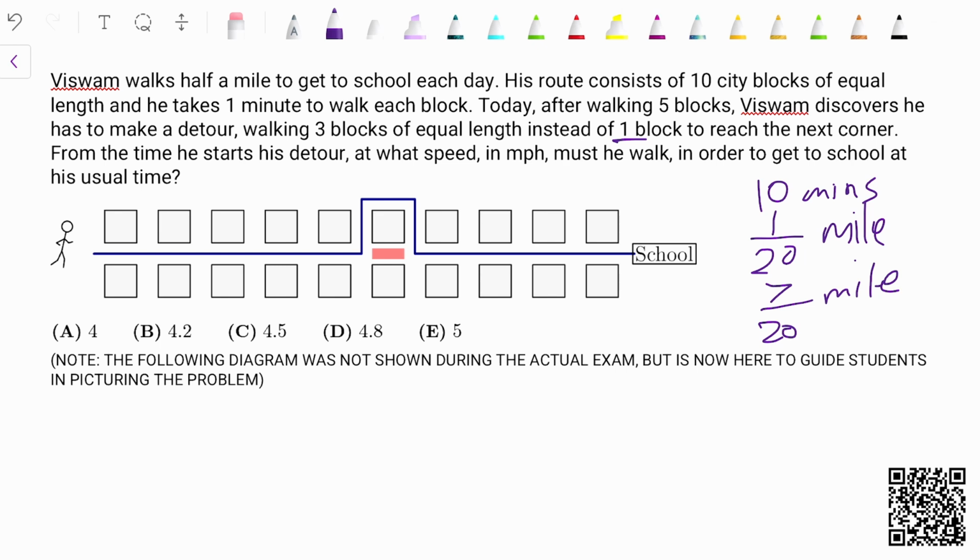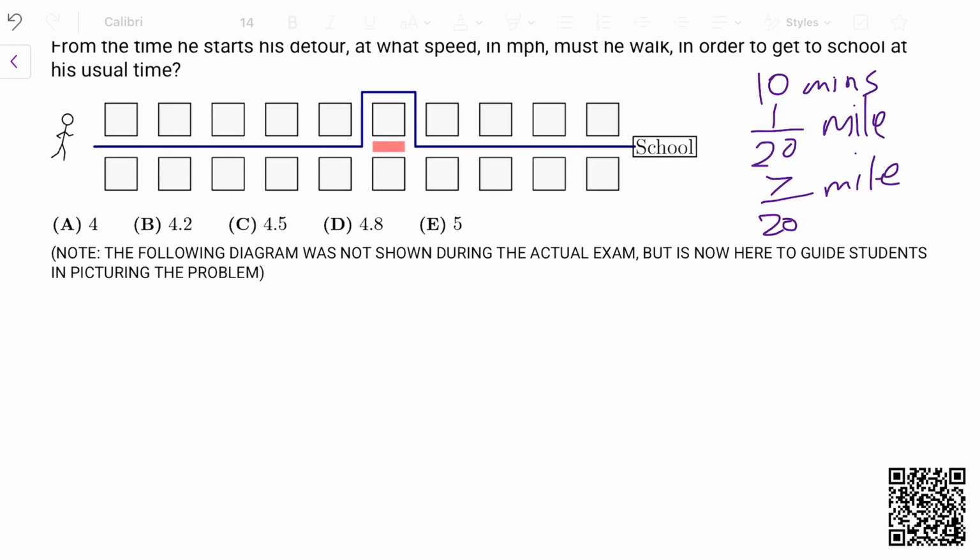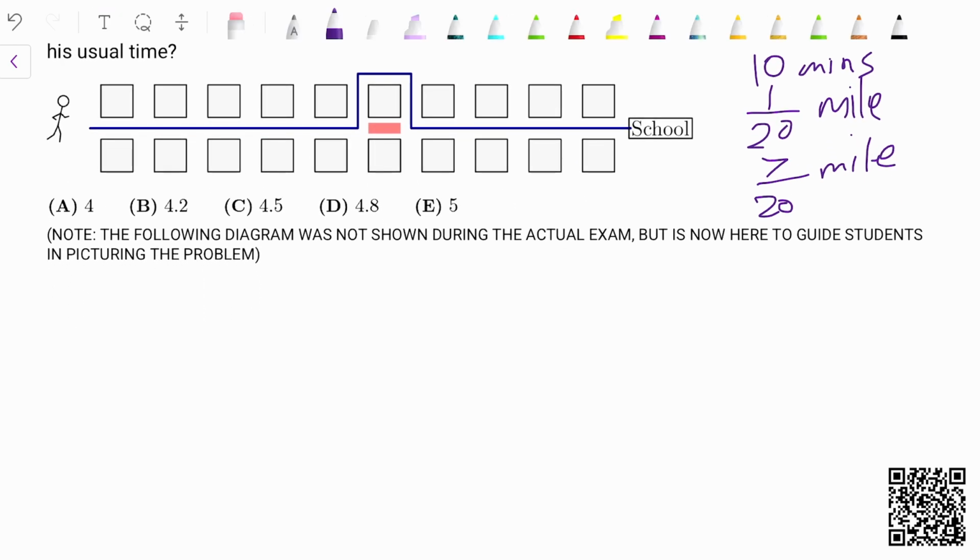From the time he starts his detour, at what speed in miles per hour must he walk in order to get to school on his usual time? Since he's already walked 5 minutes, that means he still has 5 minutes to get to school because it takes him 10 minutes to get to school. Which also means that we can use a formula. Let's say d is equivalent to distance, and we know the distance is 7/20ths of a mile. Distance is equivalent to speed multiplied by time. And in this case, we already know what our time is too, 5 minutes.